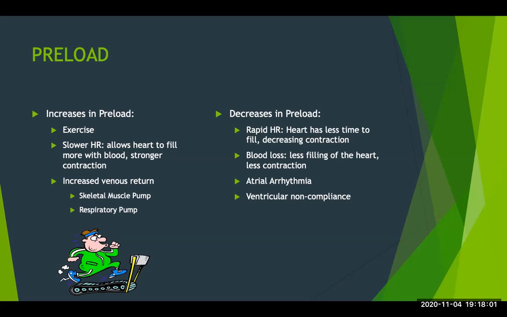Increases in preload come from exercise and a slower heart rate, which allows your heart to fill more with blood, allowing for a stronger contraction. This will increase venous return by the skeletal muscle pump and respiratory pump. So basically, exercise is really important to increase preload because your skeletal muscle pump and respiratory pump, when you're breathing heavily and moving your muscles, will help with the preload. Decreases in preload are caused by a rapid heart rate, blood loss, atrial arrhythmia, which is any sort of abnormality in your atria contracting, and ventricular non-compliance.